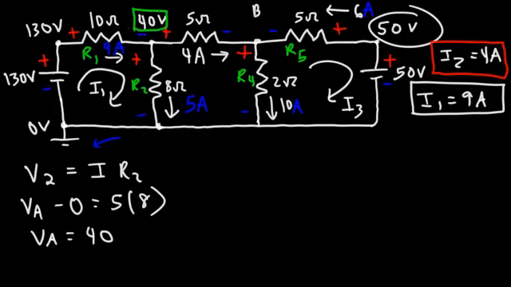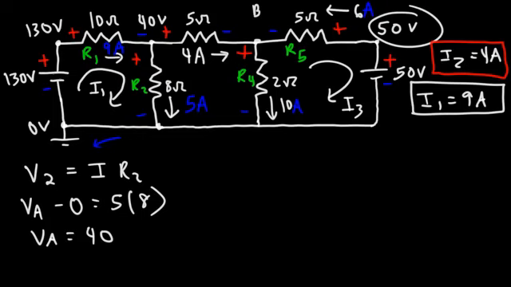Now, just for the sake of discussion, notice that across resistor 1, we see that the positive side is at a higher potential than the negative side. The negative side is at a potential of 40. The positive side is at a potential of 130, which is how it should be.